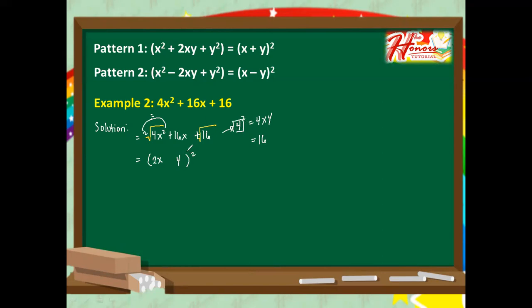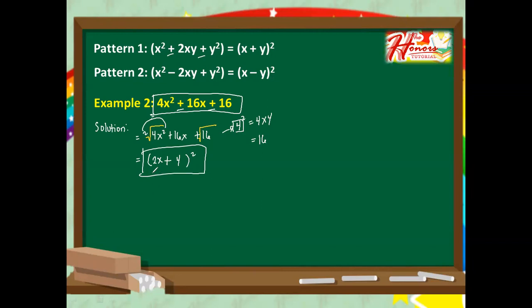And the problem here is, what operation are we going to write here? Is it the operation for addition or subtraction? So let's identify first what kind of given this is. So we have here plus and plus. So it will fall under pattern 1, plus and plus. So the pattern is x plus y. So that's why we should have plus here. So the final answer is the quantity of 2x plus 4 raised to 2.